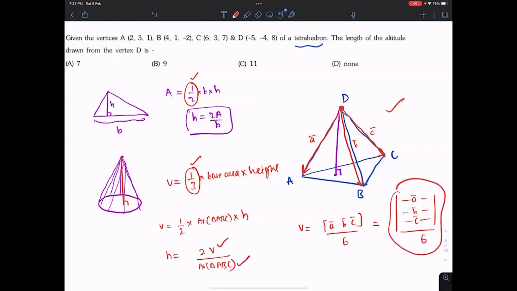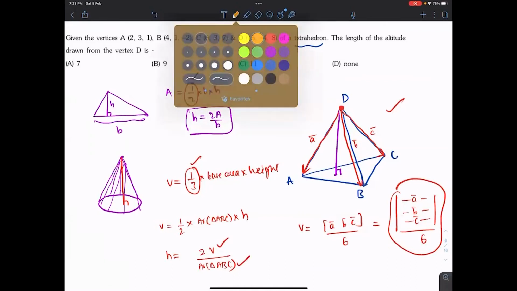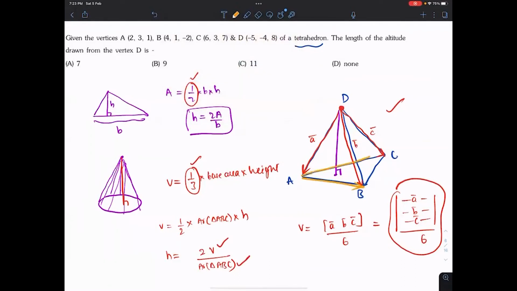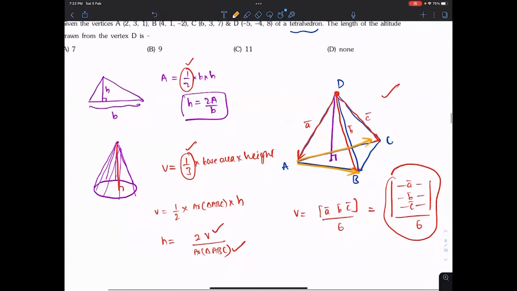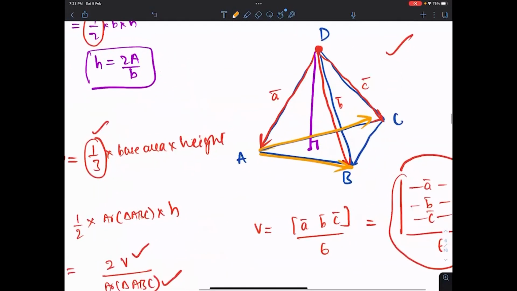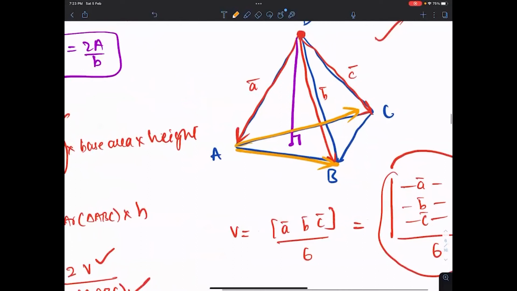Then area of the base triangle. How will you find area of any triangle? If you know two sides of the triangle, you can do the cross product. No? Then the cross product only will give you the area. Half of those two vectors cross product. Okay.